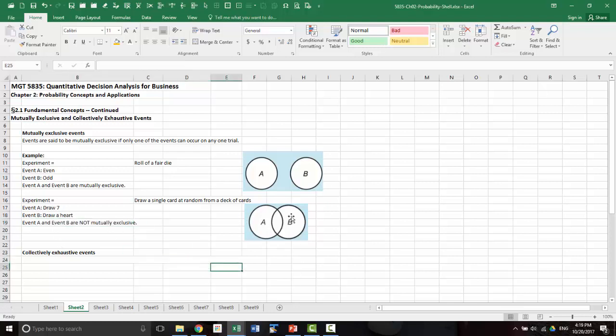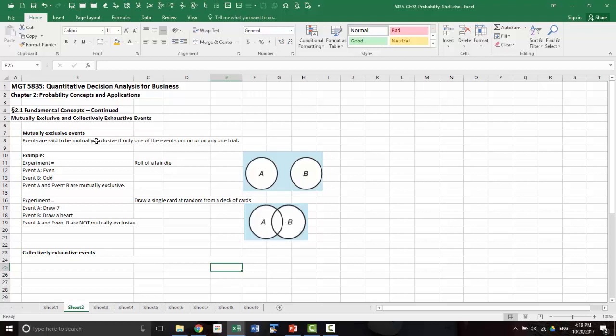So it's like this. You have A, which is 7, and there are 4 sevens, and this is hearts. The area that intersects is our 7 of hearts. B is all hearts, A is all sevens, and the intersection is A and B, which is the 7 of hearts.